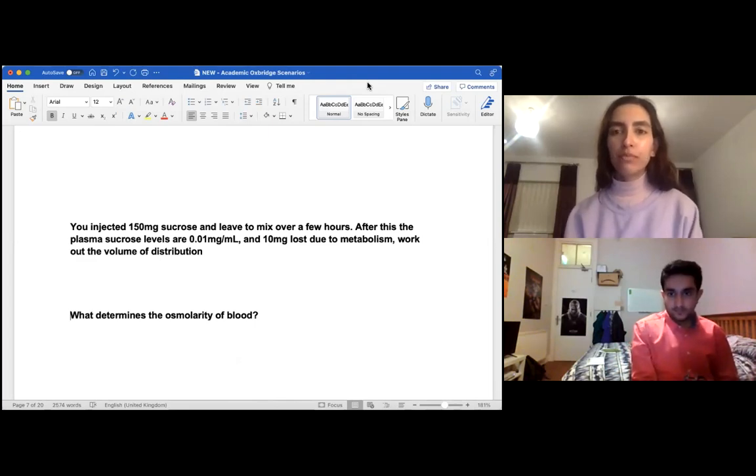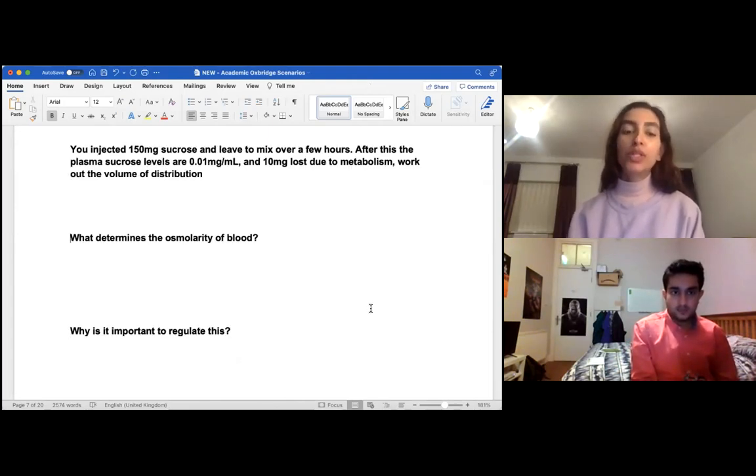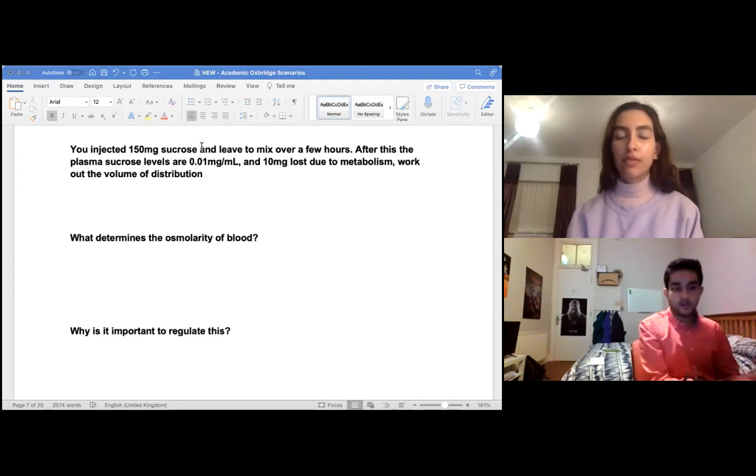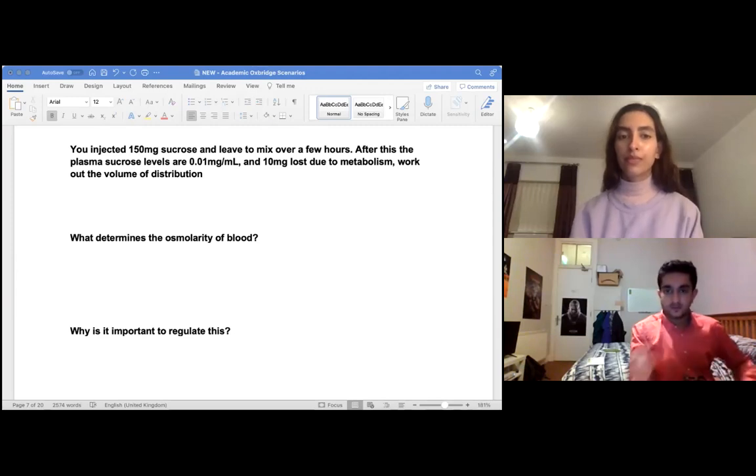Okay. Next question. Why is it important to regulate the osmolarity of blood? Because if there was a hypertonic solution, then fluid would leave the cells. If there's a hypotonic solution, the cells would suffer from lysis. So we want to maintain that perfect level of fluid where the cells don't burst, nor do the cells shrivel. And so basically we want to regulate the osmosis and the water potential and the control of that sort of stuff.